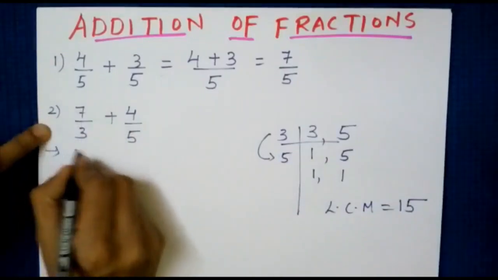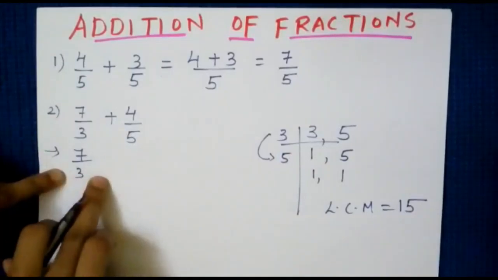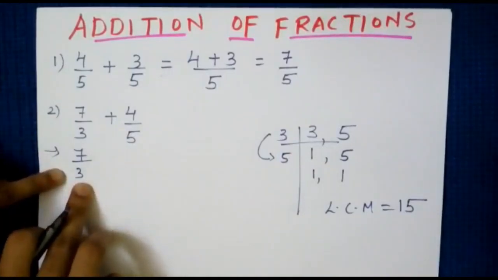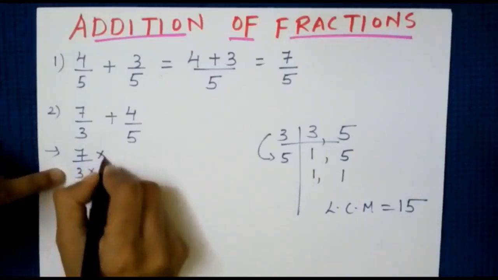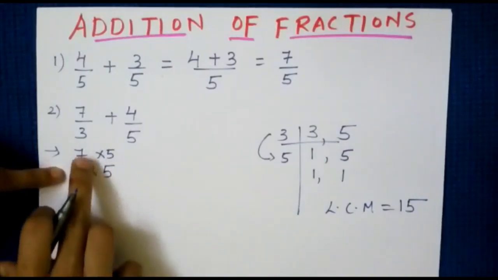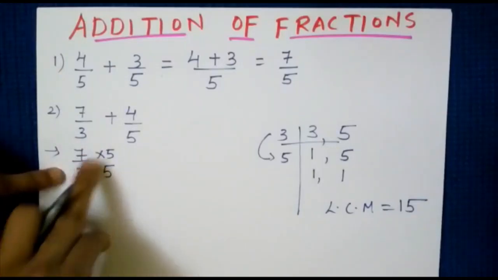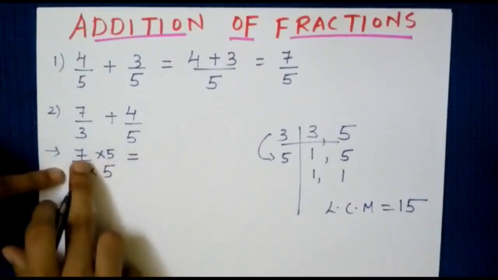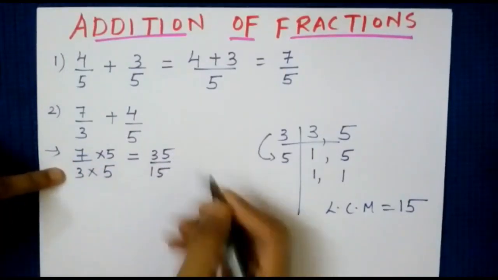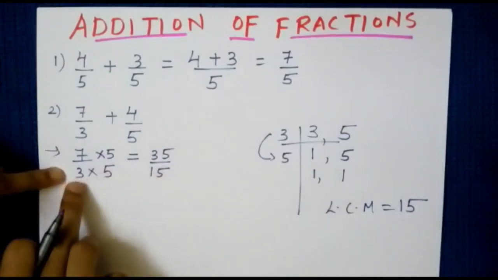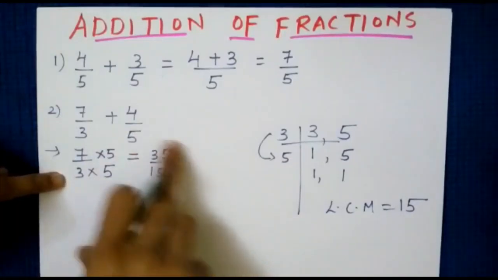Now we will make it. The first fraction is 7 upon 3. 3 you will multiply with what number so that it becomes 15? That you need to think. We know that 3 fives are 15, so here we will multiply by 5. Whatever you multiply, you need to multiply with both numerator as well as denominator. Now this fraction becomes 7 fives are 35 and 3 fives are 15. So after multiplying the first fraction with 5, we are getting 35 upon 15.